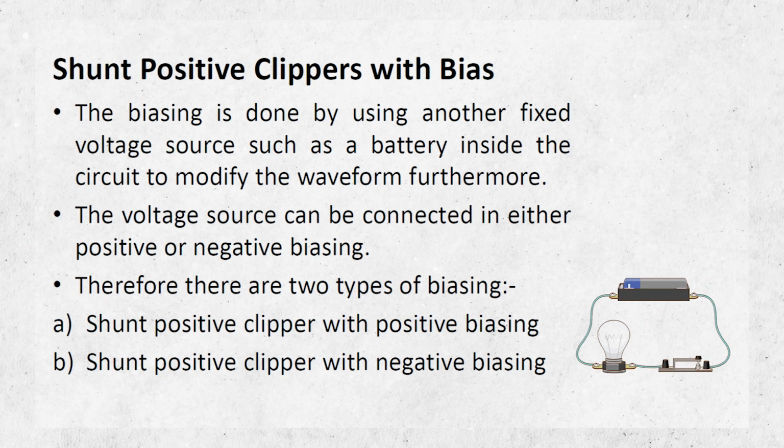The biasing is done by another fixed voltage source, such as a battery inside the circuit, to modify the waveform further. So, a battery is used to modify the waveform in different ways. That is called biasing. The voltage source can be connected for either positive or negative biasing. Therefore, there are two types of biasing: shunt positive clipper with positive biasing and shunt positive clipper with negative biasing.